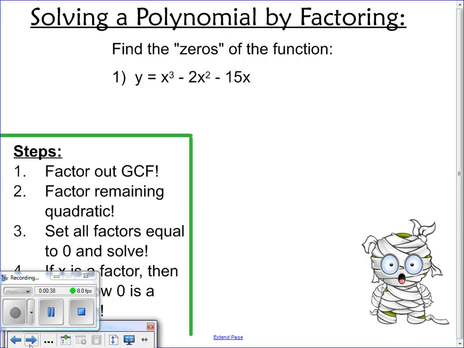All right, so here we go. Solving a polynomial by factoring. We've already done this. Shouldn't be too hard to think about. The only new part really is the terminology that is used. It says find the zeros. What that means is set it equal to 0 and solve. Okay, so when you see find the zeros, that means set equal to 0 and solve.